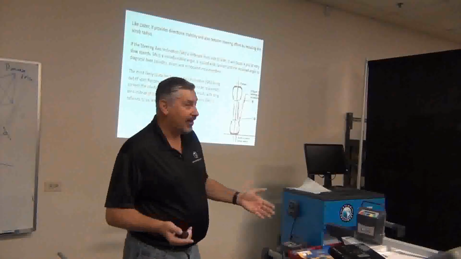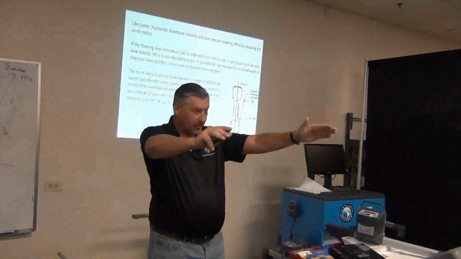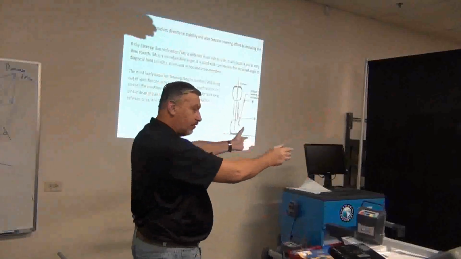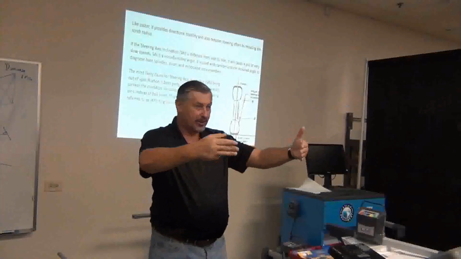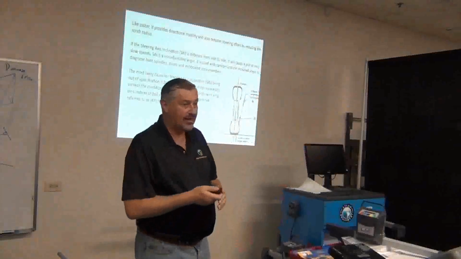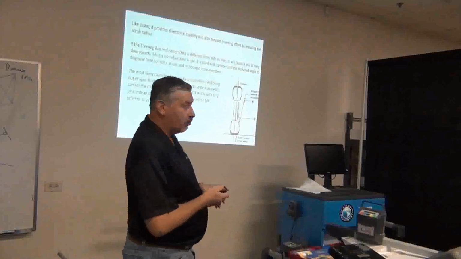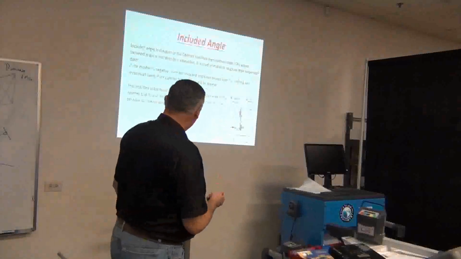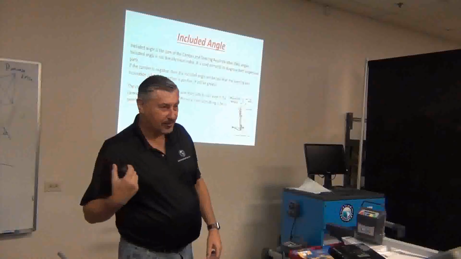Let's go through them again. Camber, inward and outward tilt of the wheel. Caster, forward and rearward tilt of the wheel. So, wheel slowing in, wheel slowing out. SAI, extension of the line through the ball joint or strut. Which brings us to included angle.